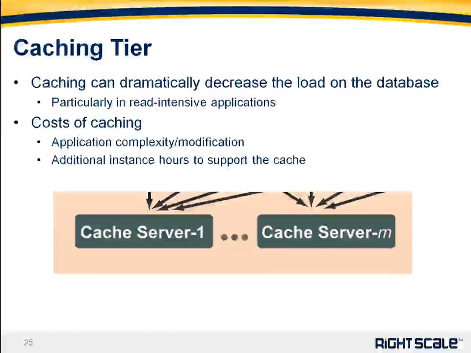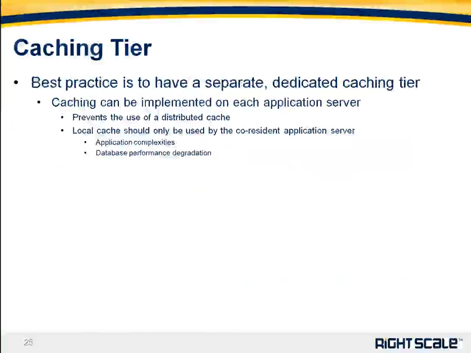Now there are some costs of caching as well. There is application complexity, and you have to modify your app. Instead of the old school approach, where the application goes to the database, now it goes to the caching server. If it's not there, it goes to the database, puts it in the caching server, and then continues on its merry way. So you do need to make modifications to your application, but they are fairly minimal and self-contained. And then obviously there are the additional instance hours to support the cache. You're running additional servers out there to implement your cache, so there is obviously the cost to keep those servers up and running.